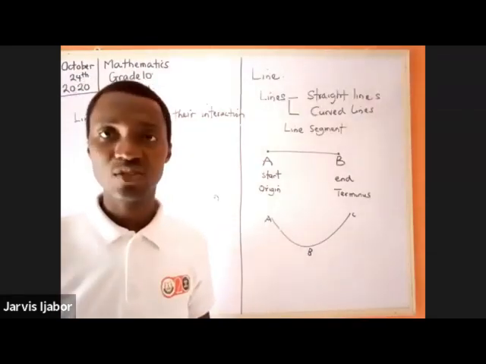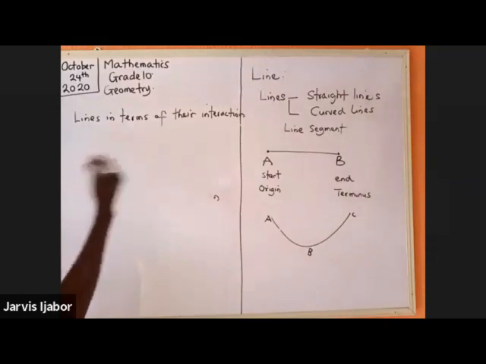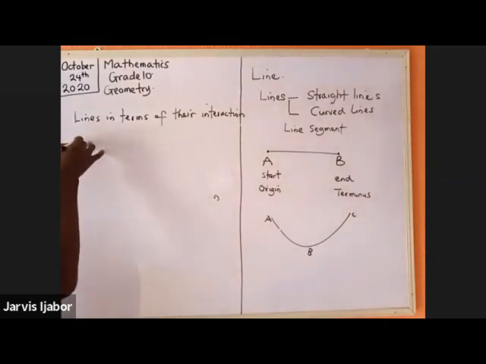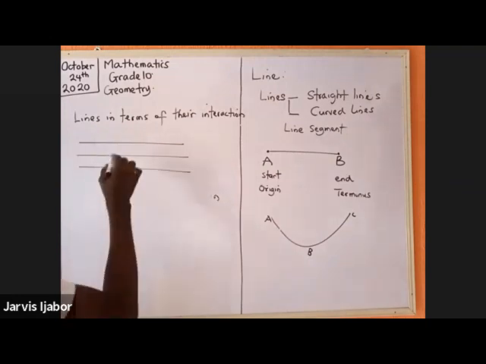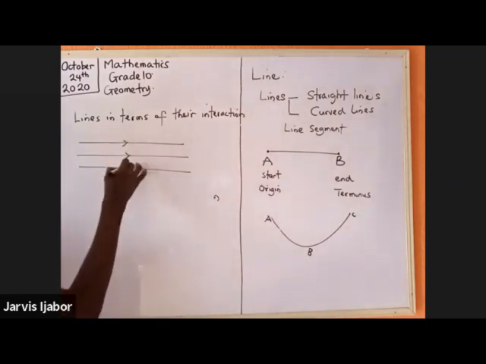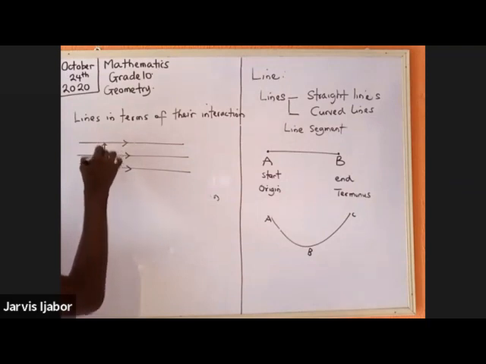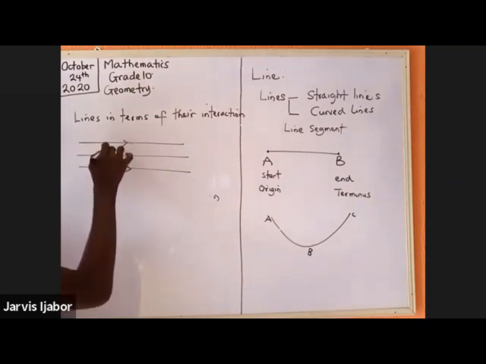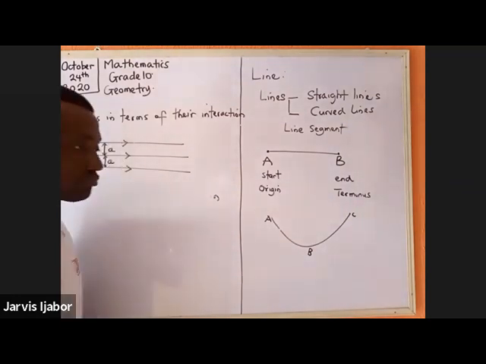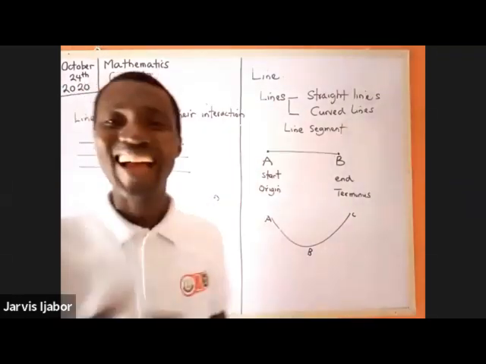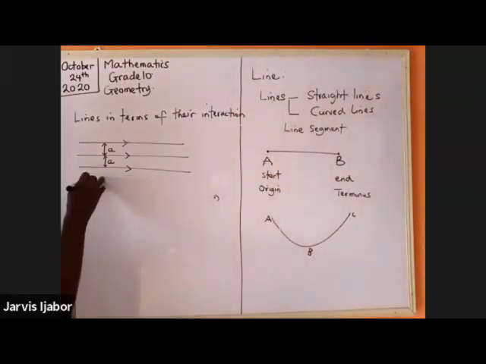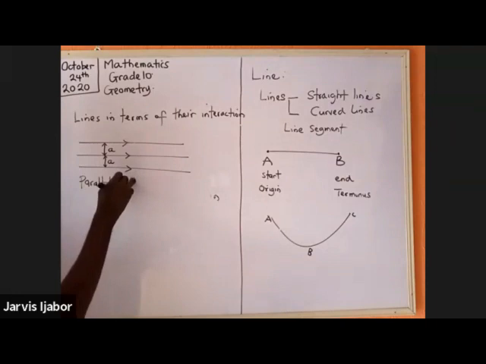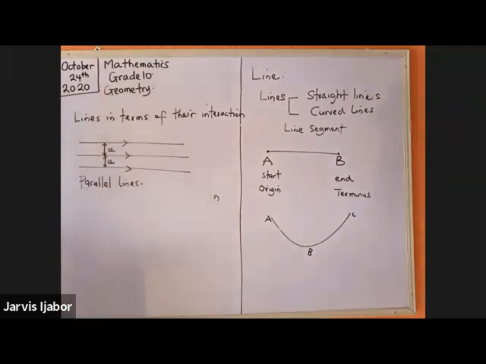How do lines interact? Now, we have different types of line as a result of this. We have what is called parallel lines. When two or more lines are drawn such that the spaces between them are the same, or the lines can never meet, what you are giving birth to is what is called parallel lines. So these are what they call parallel lines.